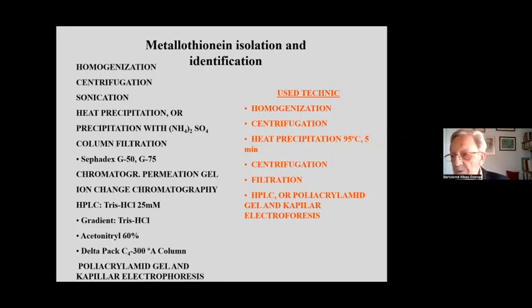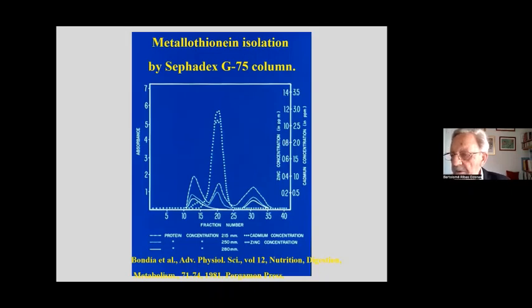And in the next figure, we see in our reports in Advanced Physiological Science, volume 12, Nutrition, Digestion, Metabolism, 1981, Pergamon Press, the isolation of zinc-cadmium metallothionein in fraction number 20, determined by atomic absorption spectrophotometry. You see the concentration of zinc and cadmium, and the peaks, both for zinc and cadmium radioactivity, because the gel is cut in portions and the radioactivity measured. They appeared in similar concentration, both metallothioneins induced by zinc and cadmium.